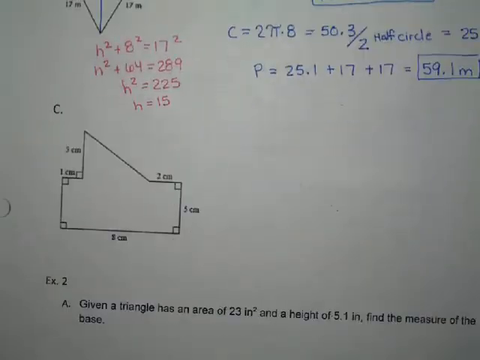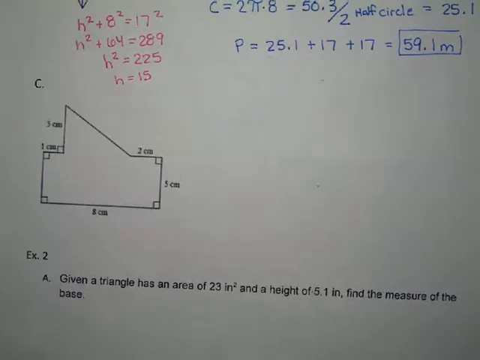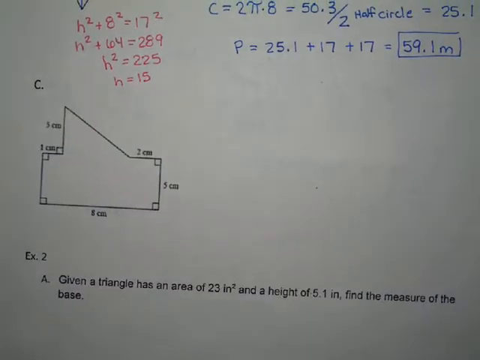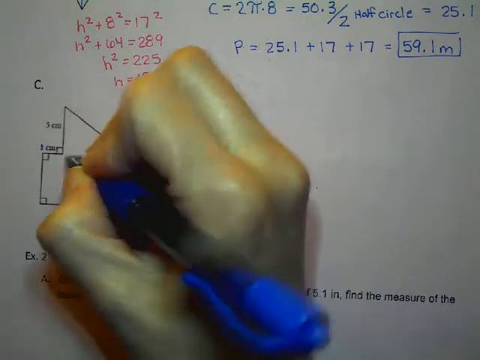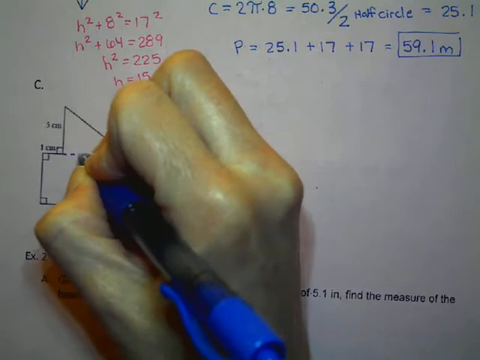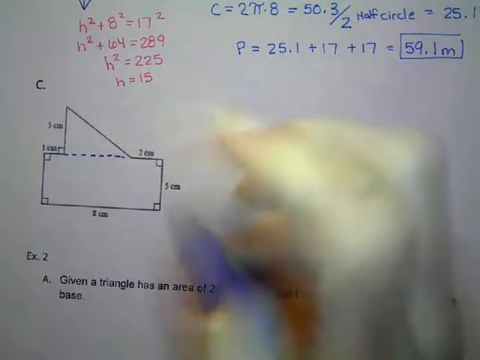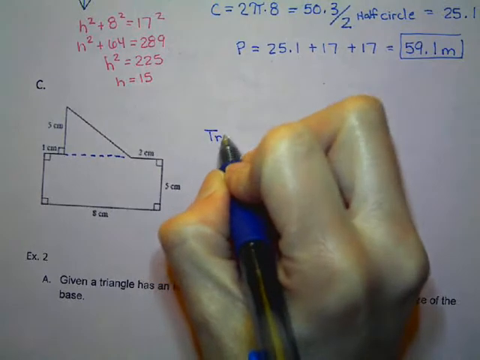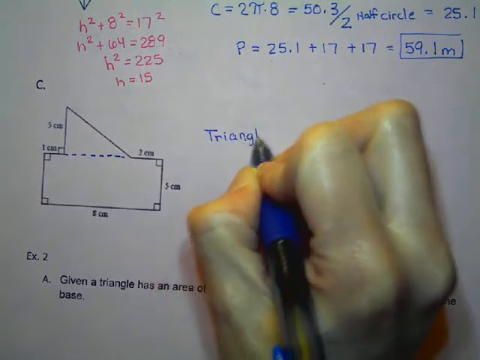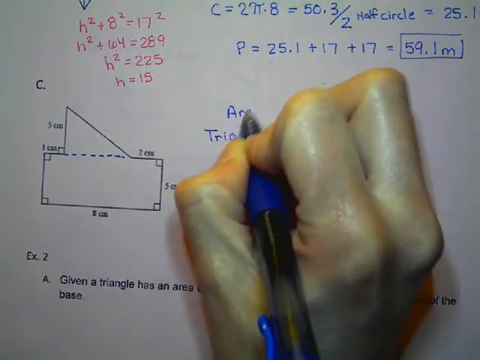Now this is the first one they gave you. They didn't actually draw any lines, so you have to decide, okay, what kind of shapes do you think you would see? So I would just take this and extend it and say I have a triangle and a rectangle. And I'm going to write the word area here. This is going to be my area of my triangle, and then the area of the rectangle.